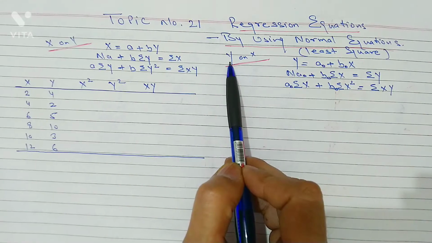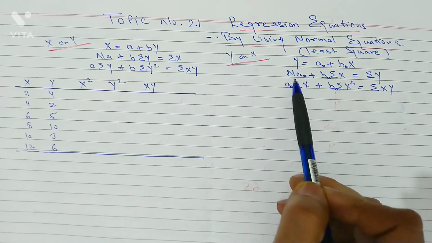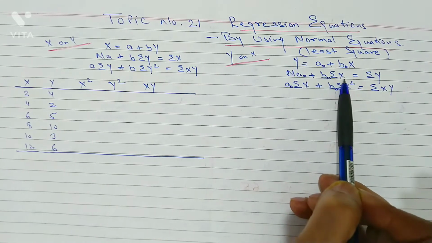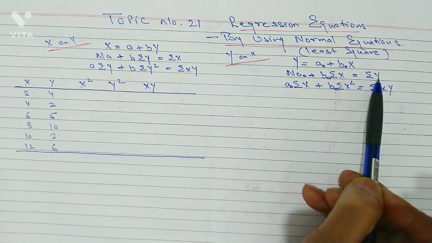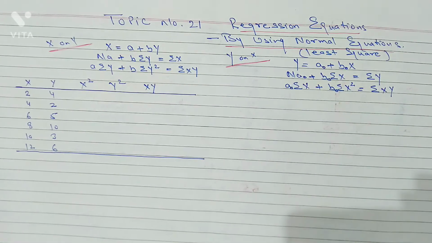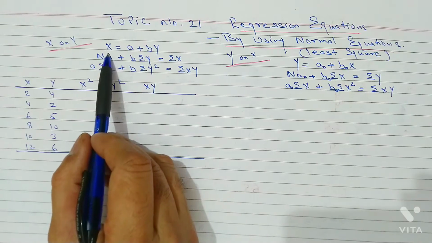Same way for y on x, y equals a naught plus b naught x, with normal equations n into a naught plus b naught summation x equals summation y, and a naught summation x plus b naught summation x square equals summation xy, where x is an independent variable.